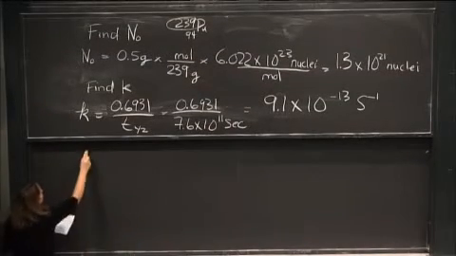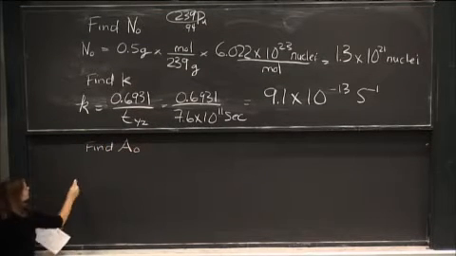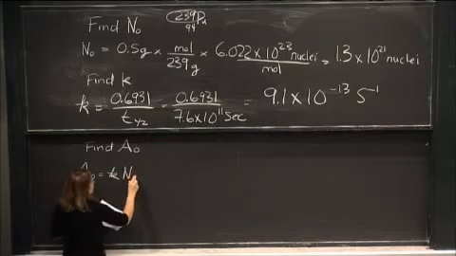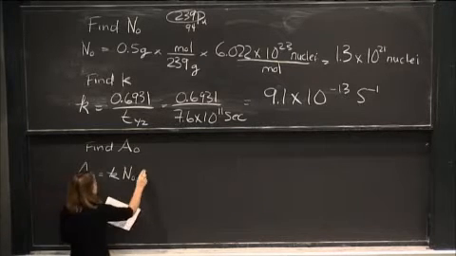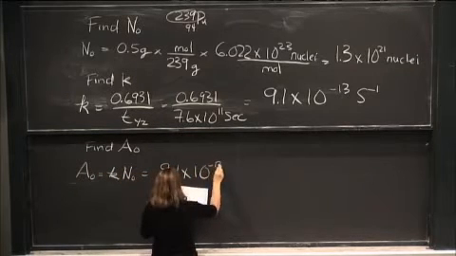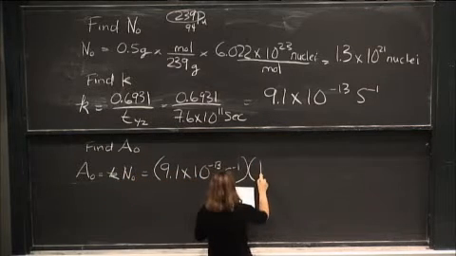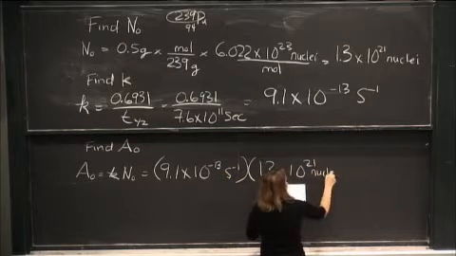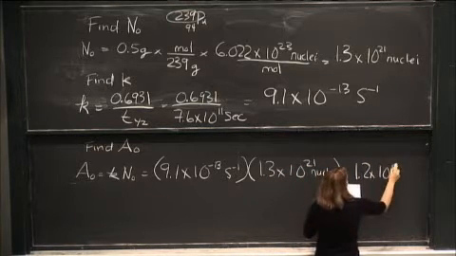So first we'll find the original activity. And the original activity is going to be equal to our rate constant times our original number of nuclei. So we've just solved for both of these, so we can plug these in. So we had 9.1 times 10 to the minus 13 per second times the number of nuclei, 1.3 times 10 to the 21 nuclei, equals 1.2 times 10 to the 9.